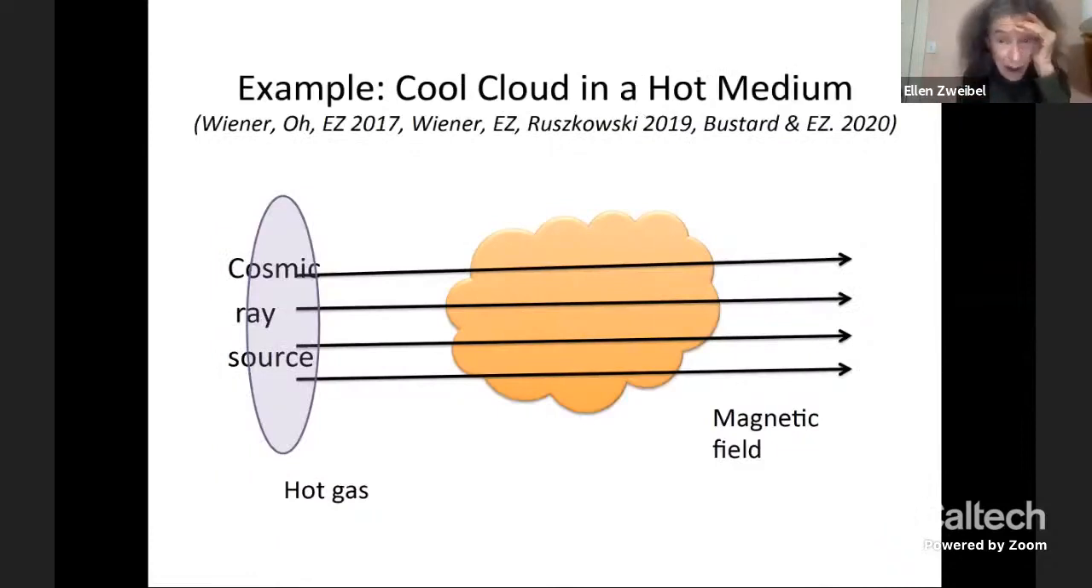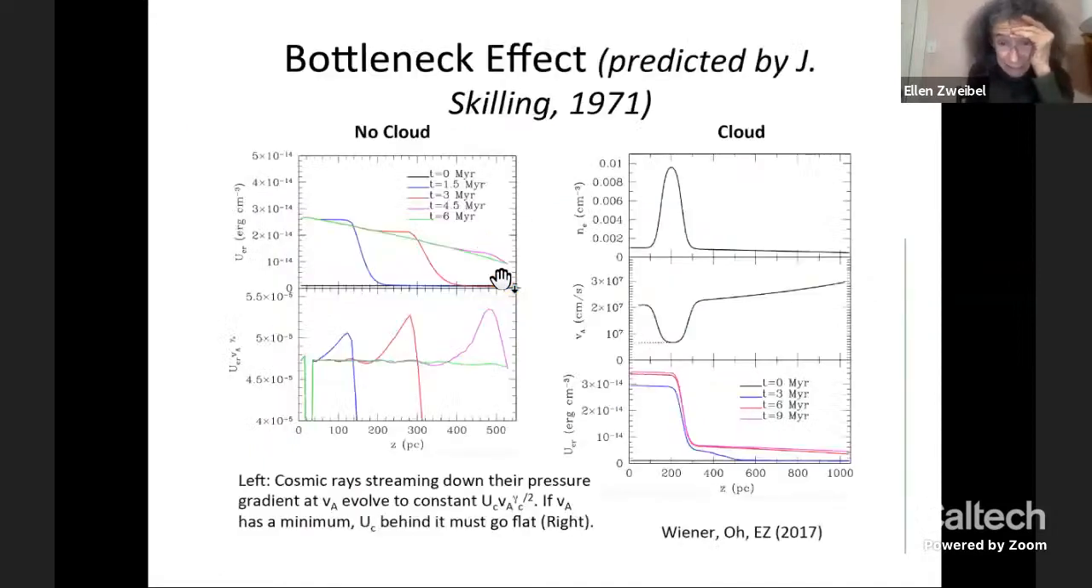So we looked at a much simpler problem beginning in 2017 with Josh Wiener. We have a cosmic ray source. We have an initially straight magnetic field. We have a cloud here. We assume everything is perfectly ionized. And what happens? Well, if there's no cloud, then you turn on the cosmic ray source and a front moves along. By 6 mega years, which happens to be about an Alfvén transit time across the system, this supposed invariant quantity really does look pretty constant.